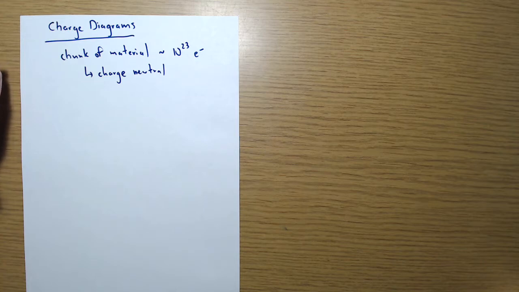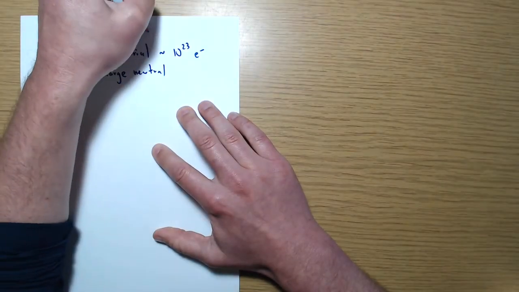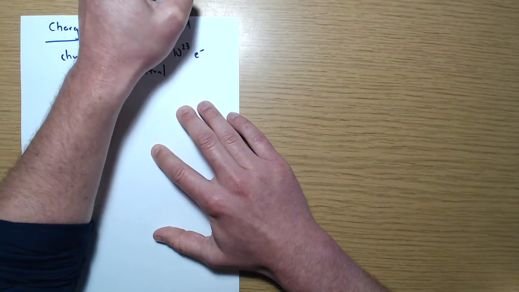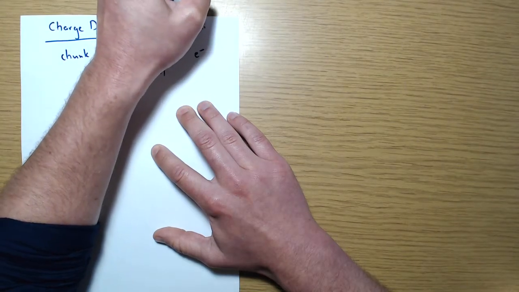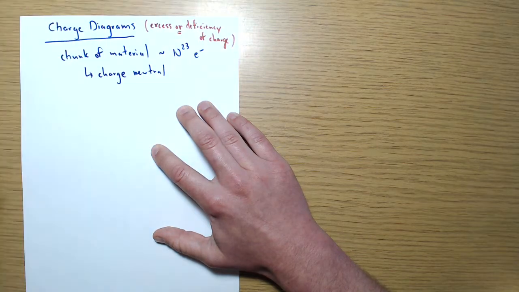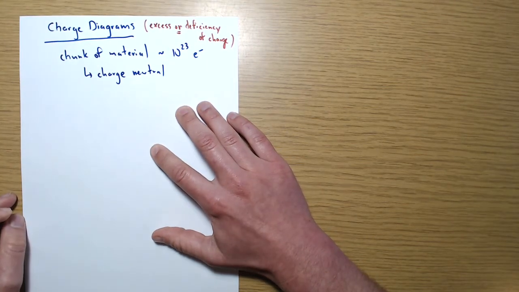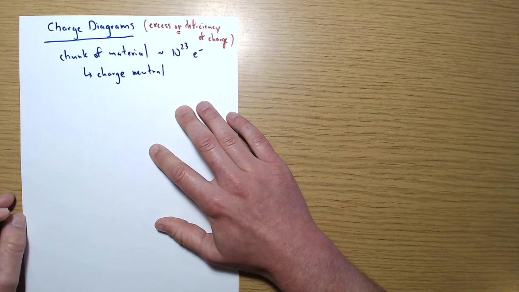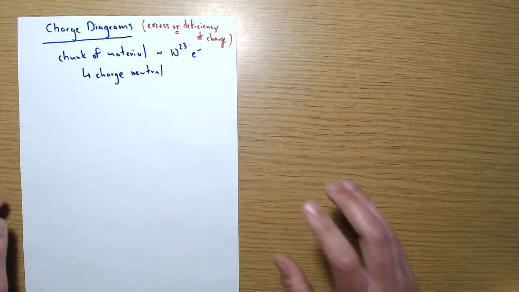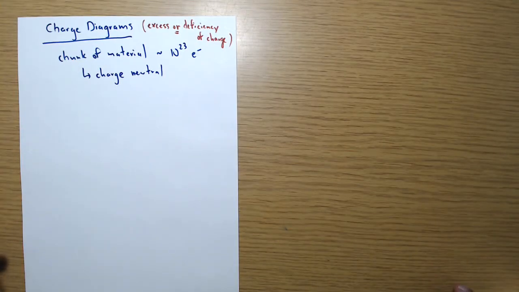Now, a charge diagram represents the excess or deficiency of charge. When we draw a charge diagram, we're not going to try to sketch all the individual microscopic charges that are there, but it's just a representation of any extra charge that has been added or any extra charge that has been taken away.